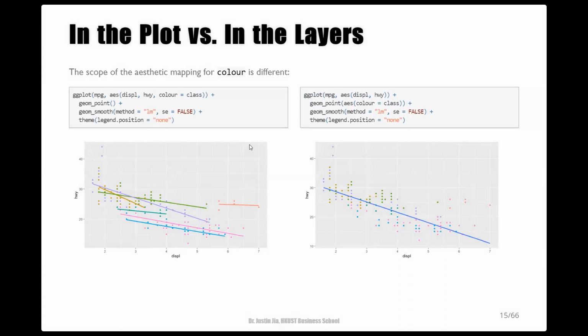Establishing aesthetic mappings in the initial call should be done with care, because it will affect all subsequent plotting layers. By comparing these two plots, you can find that the color mapping specified in this ggplot call also takes effect in the layer of smoothed lines, resulting in multiple colored lines, each corresponding to one value of this class variable.